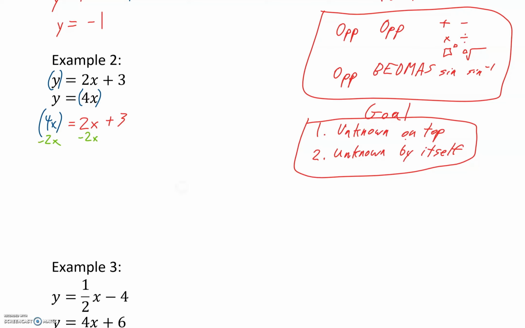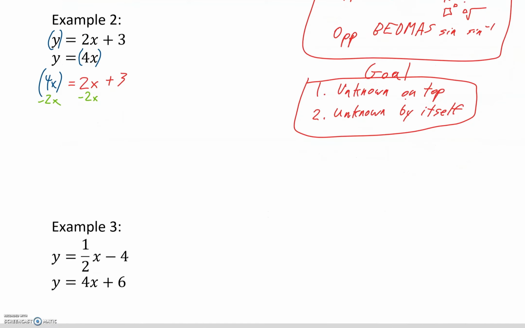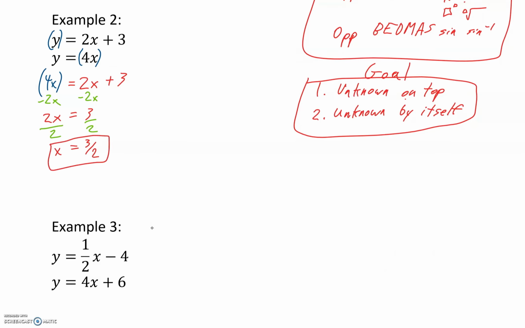Anyways, I'm going to move that 2x over by subtracting 2x on both sides. So now I get 2x equals, and then just 3 on the right. Now I'm going to divide by 2 on both sides, and so I'm just going to get x equals 3 over 2 as my answer for x.